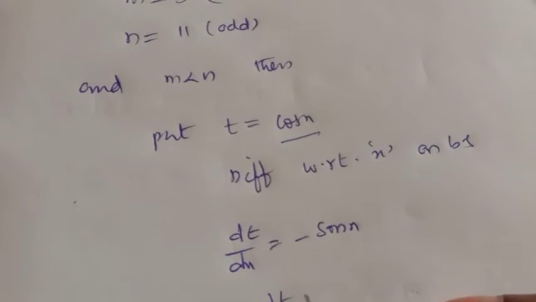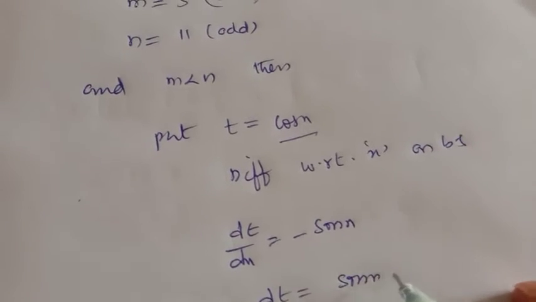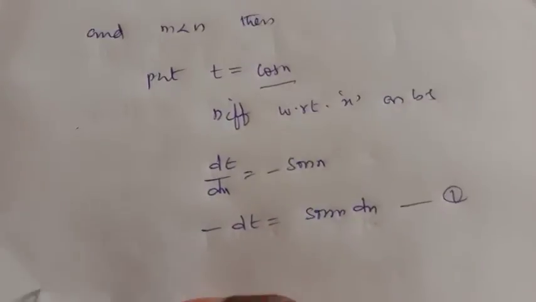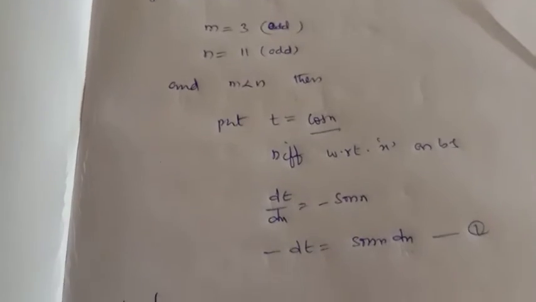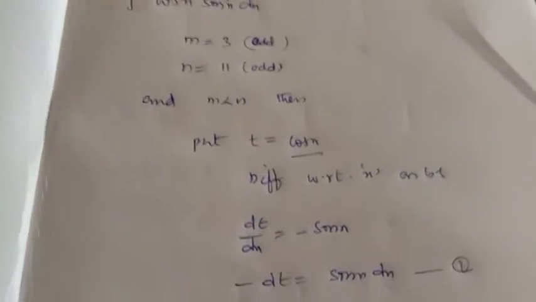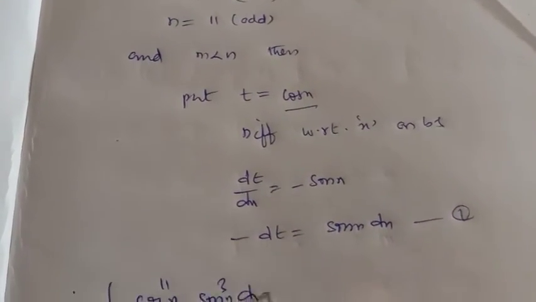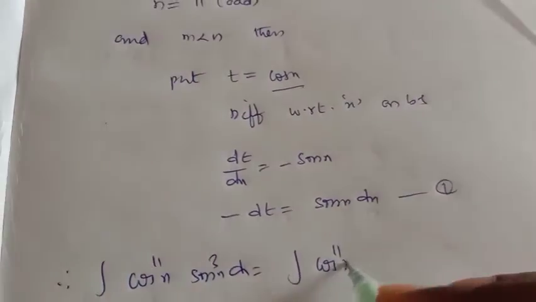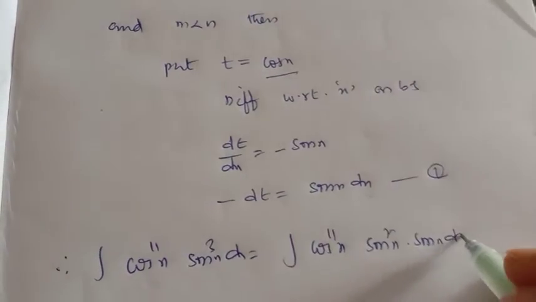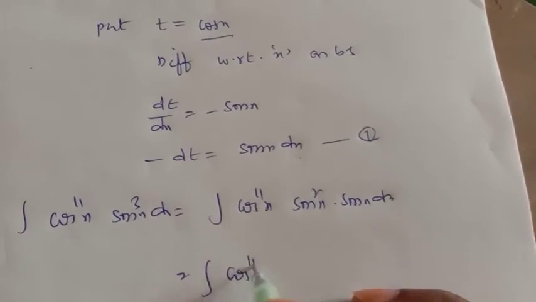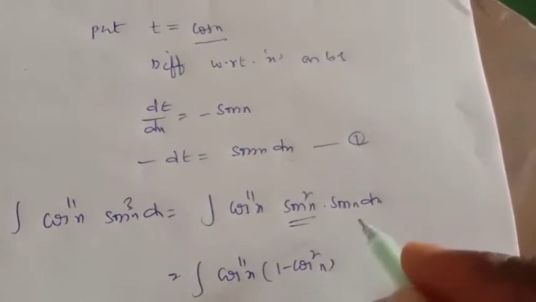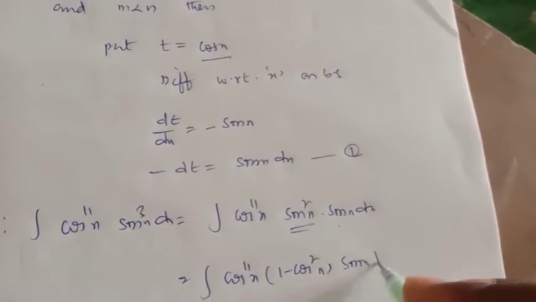On cross multiplication we get minus dt equal to sin x dx. Take equation number 1. Therefore the given problem is cos power 11x into sin cube x dx, equal to cos power 11x, here sin cube x equal to sin square x into sin x dx, that equal to cos power 11x, here sin square x we can write as 1 minus cos square x, into sin x dx.